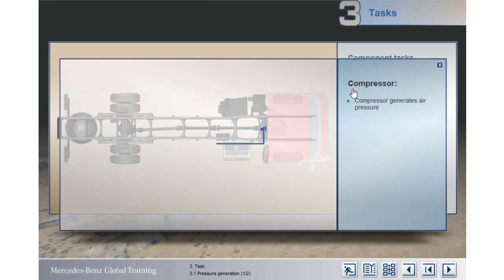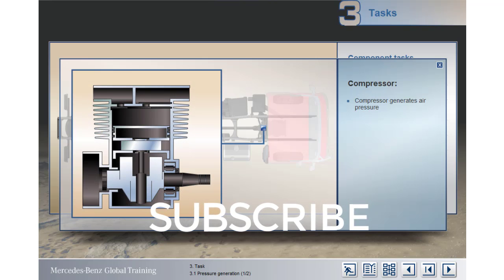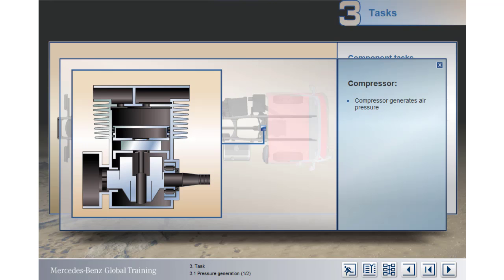The task of the piston-type compressor is to take in atmospheric air and increase its pressure to a level sufficient to operate the air brake system. It's mechanically driven by the engine, usually by gears.